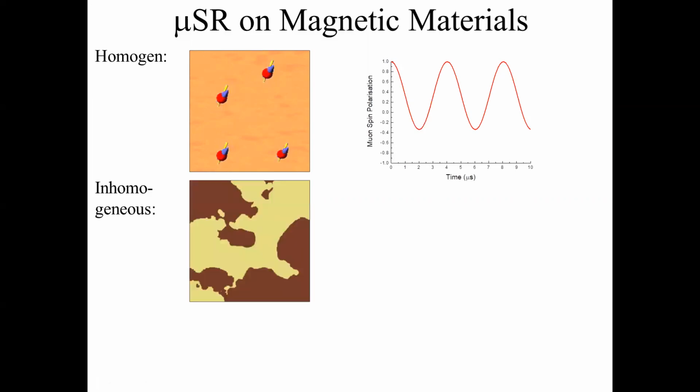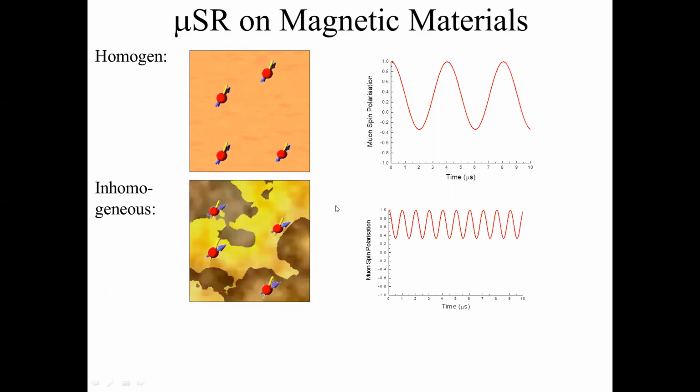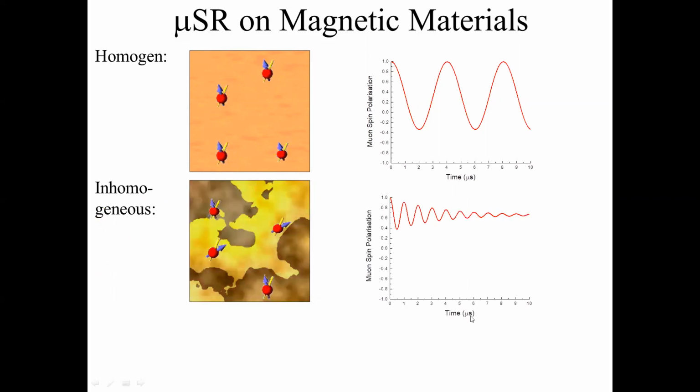But when the muon is implanted in a relatively inhomogeneous sample, then the implanted muons essentially have different environments, leading to different precession frequencies. Accordingly, the muon spin polarization as a function of time behaves differently. So as a function of time, the muon spin polarization looks like this.